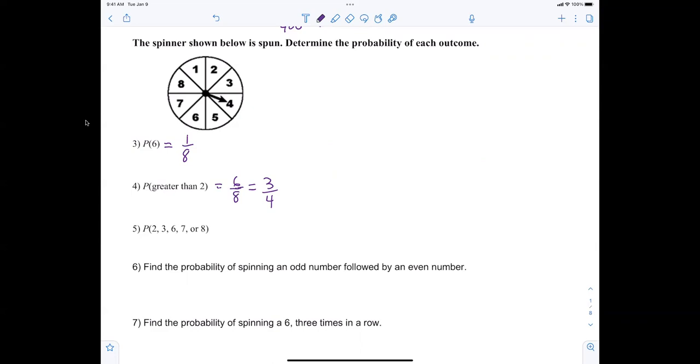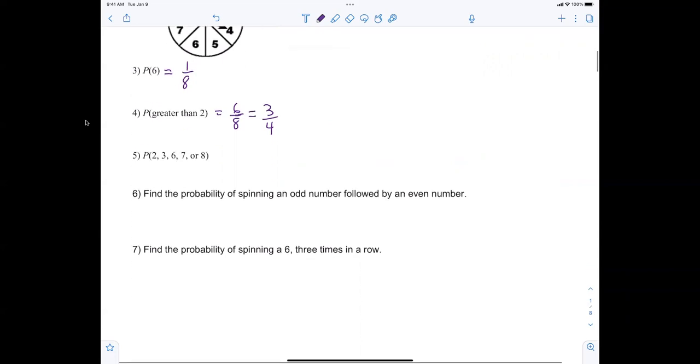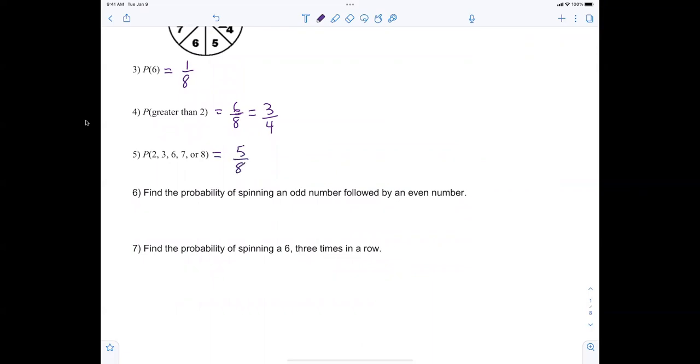All right. Tell me what the answer is. 5/8. I'm pretty happy with that. Is everybody okay with number 5 being 5/8? Okay, now the hard part. Find the probability of spinning an odd number followed by an even number.